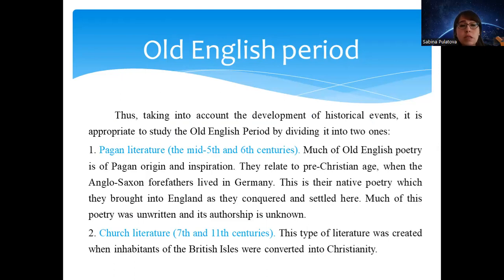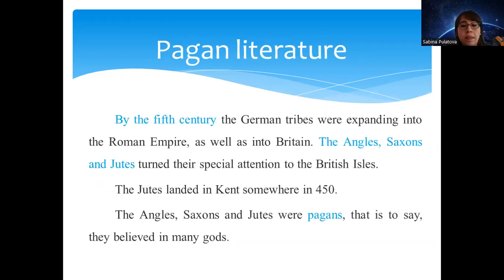The first period is called pagan literature. Much of Old English poetry is of pagan origin and inspiration. They relate to the pre-Christian age when the Anglo-Saxon forefathers lived in Germany. This is their native poetry which they brought into England as they conquered and settled here. Much of this poetry was unwritten and its authorship is unknown.